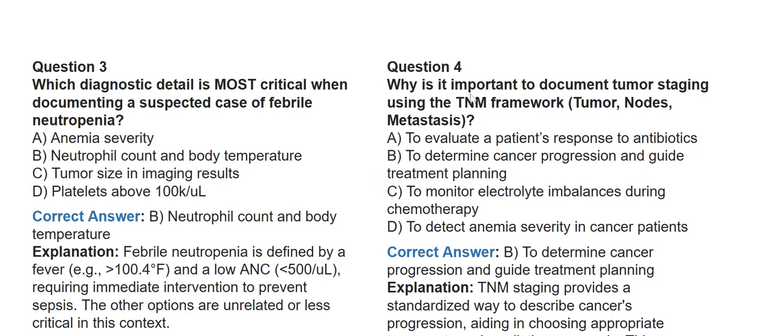Question 4. Why is it important to document tumor staging using the TNM framework, tumor, nodes and metastasis? A, to evaluate the patient's response to antibiotics. B, to determine cancer progression and guide treatment planning. C, to monitor electrolyte imbalances during chemotherapy. Or D, to detect anemia severity in cancer patients. Definitely the answer is B, as TNM staging provides a standardized way to describe cancer's progression, aiding in choosing proper treatments and predicting prognosis.